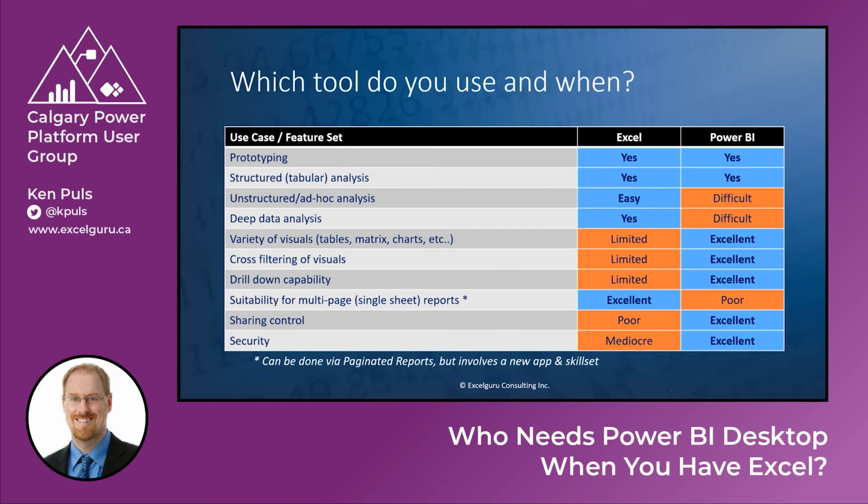The next one, again, could potentially be a little bit controversial, and that is the suitability for multi-page single sheet reports. Your pivot table, let's think of a general ledger listing, can flow over 50 pages. People trying to do that in Power BI, it's a very poor experience.